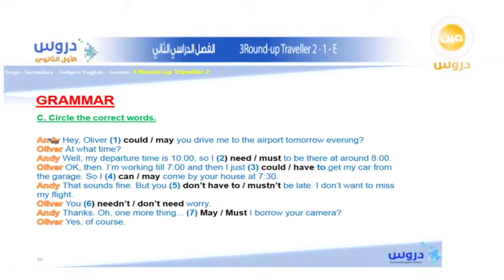Here we have a dialogue between Andy and Oliver. Andy says, "Hey Oliver, could or may you drive me to the airport tomorrow evening?" "At what time?" Andy, "Well, my departure time is 10 o'clock. So I must be there at around 8 o'clock." Oliver, "Okay then, I'm working till 7 o'clock, and then I just could or have to get my car from the garage. So, number four, I can or I may come by your house at 7:30." Andy, "That sounds fine, but you don't have to or mustn't be late. I don't want to miss my flight." Oliver, "You need not or don't need to worry."